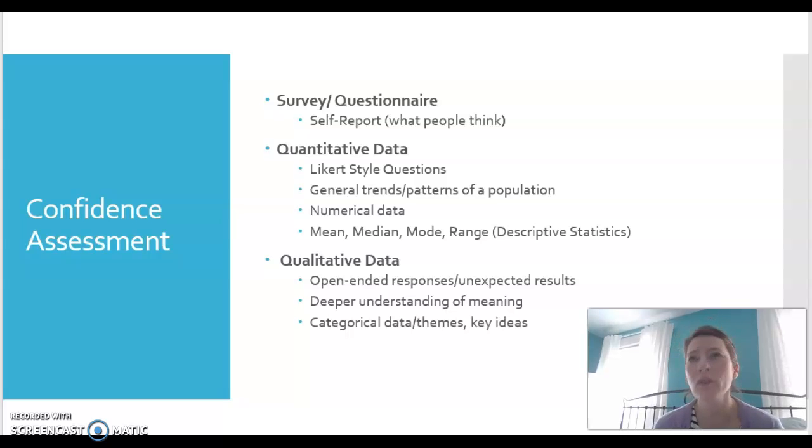So I can get a sense overall of how confident the class is in general in their ability to use Google to find the information they need, for instance. That can be really useful in terms of, as I mentioned, giving me an overall picture, a kind of broad, sweeping picture of a group of people, of a larger population, of a general trend. That's different than the qualitative data.